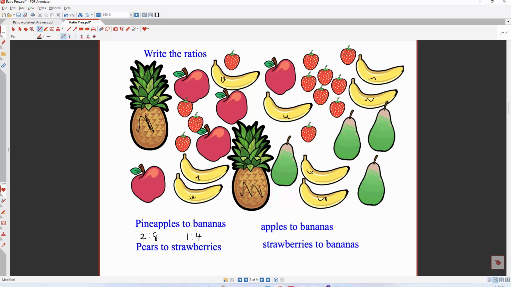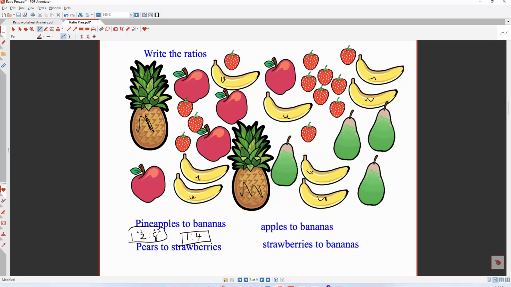Okay, and why would we do that? Well, same as fractions, we try to write ratios in their simplest form. Now, how do I simplify a ratio? Well, very similar to fractions. So this is 2 parts to 8 parts. What we do is we can divide this 2 by 2 and this 8 by 2 to simplify the ratio. So 2 divided by 2 is 1, 8 divided by 2 is 4. So that is the ratio of pineapples to bananas. It's also 2 to 8, so we could write that, but in its simplest form, it's 1 to 4.